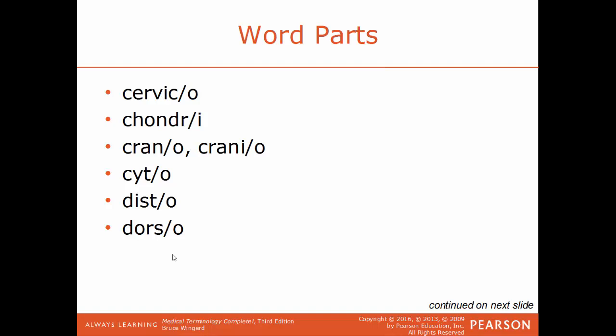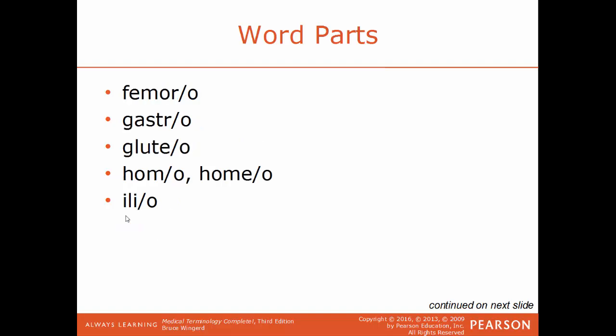Chondri is a reference to cartilage. Crano or cranio is a reference to the cranium. Cyto is a reference to cell. Dist or disto means far or distant. Dors or dorso means toward the back, such as dorsal. Femoro or femor is a reference to the femoral region, the thigh region. Gastro is a reference to the stomach. Glute is a reference to the buttocks, so your gluteus maximus is the biggest muscle in the buttocks.